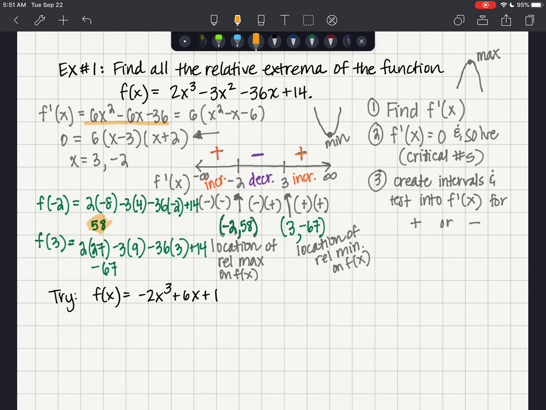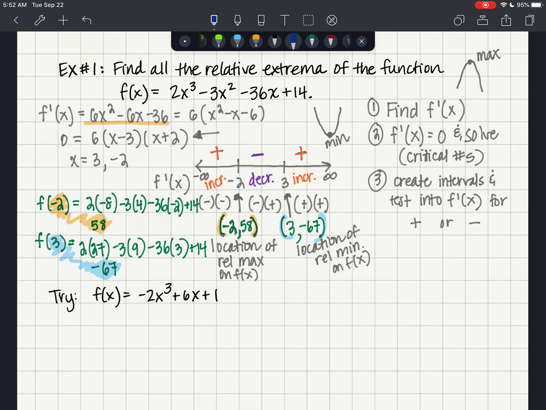So 58, negative 2. That's this right here. Negative 67 comes from putting 3 in. That's our ordered pair, 3, negative 67. So it said find the relative extrema. So this is how I'm going to write my answer.